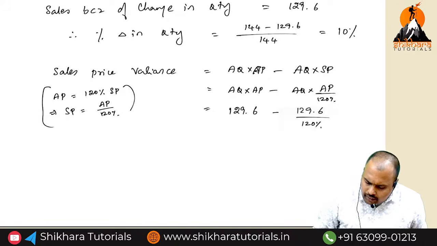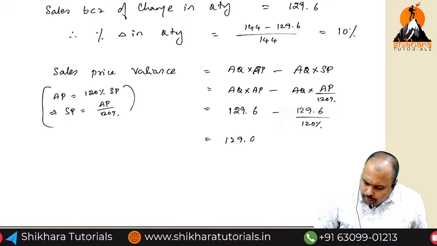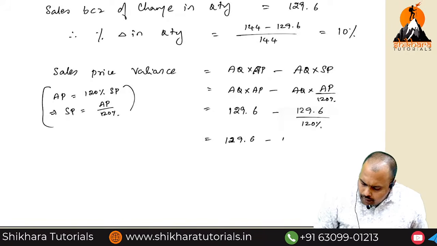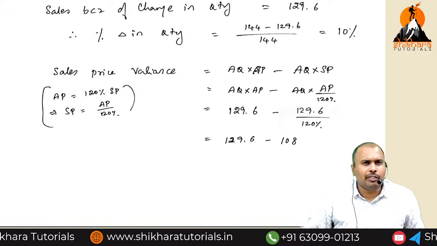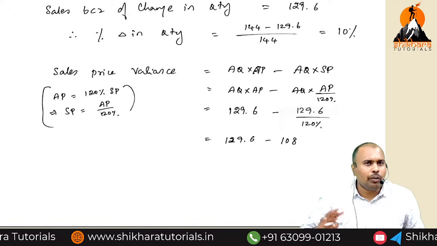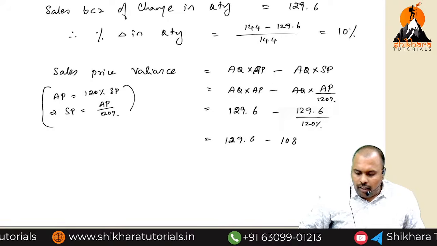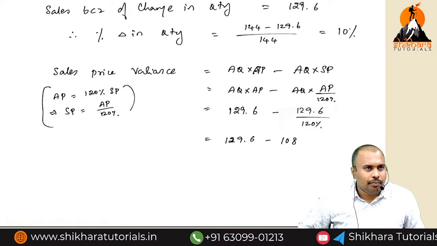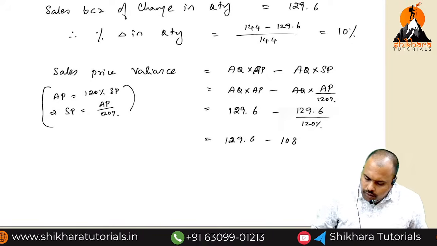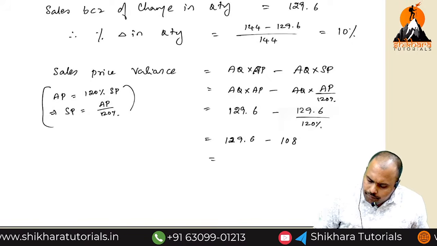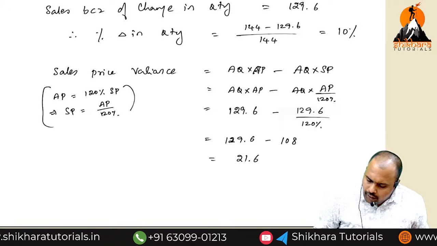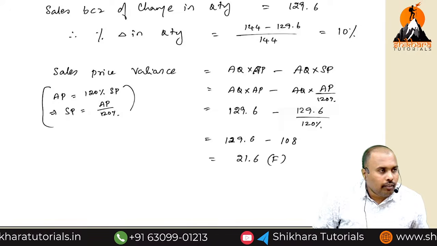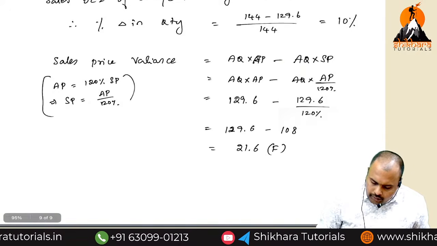Then how much is it? 129.6 minus 108. Just now we have seen that if price is not changing, only by changing quantity, then our sales would have to be 108, right? So that is equal to 21.6 favorable.